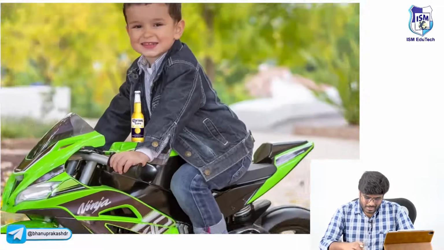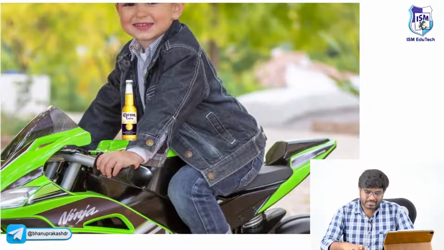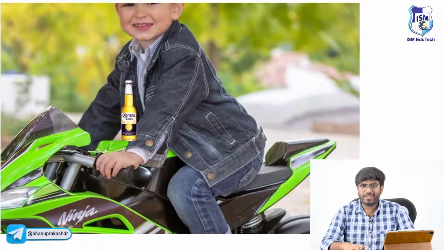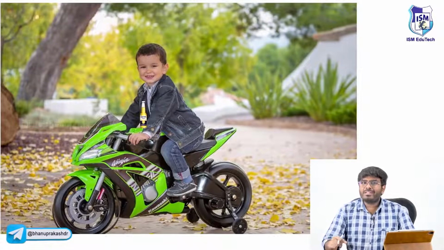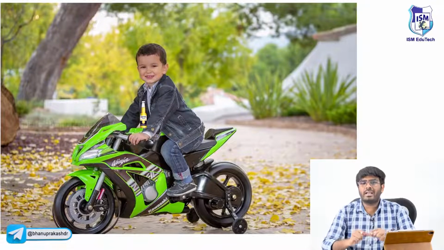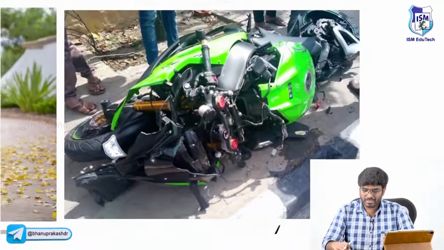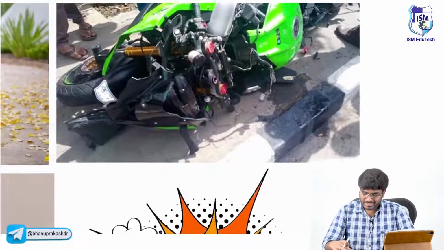Why a bad boy? Because he's carrying something. What is that, sir? It's a Corona beer. So whenever this little boy takes this Corona beer and goes for a ride on the Kawasaki bike, what happens? Definitely there is going to be a crash. Immediately there is going to be a crash, sir.